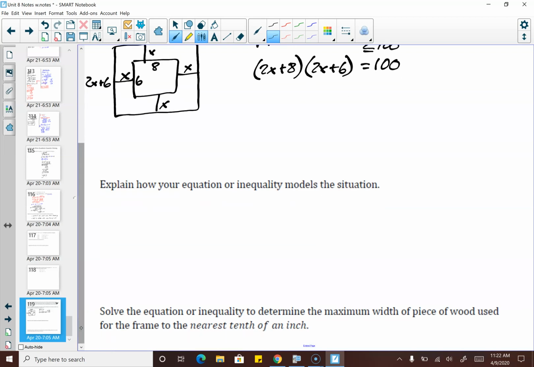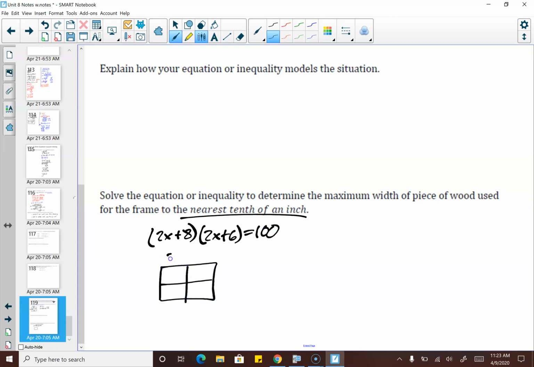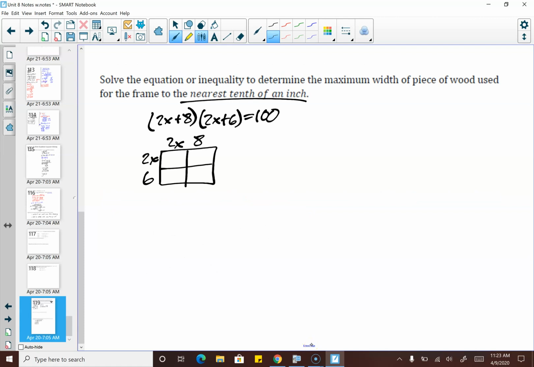So solve the equation or inequality to determine the maximum width of a piece of wood used for the frame to the nearest tenth of an inch. So there's that nearest tenth again, probably not factoring. So if I recopy it here, it looks like it's in factored form. The only problem is, since it's not equal to 0, it's equal to 100, we can't actually factor it right away. So what we have to do is multiply the 2x plus 8 and the 2x plus 6 in our boxes, and then we can work on solving from there.